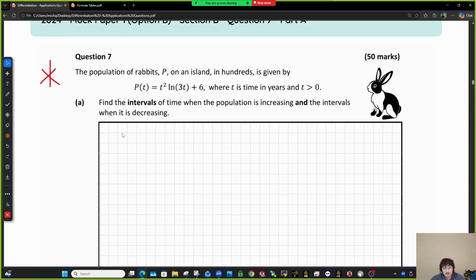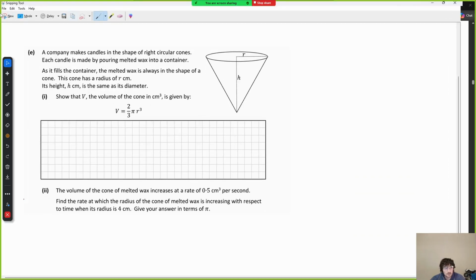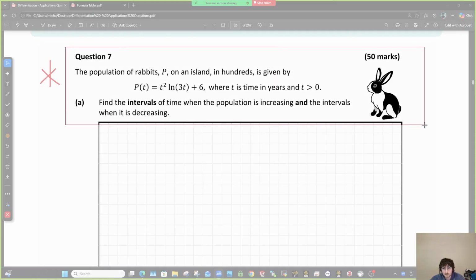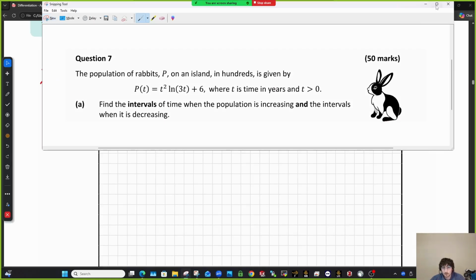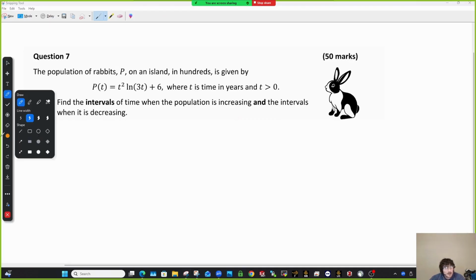Okay, it starts off with a bit of differentiation, and then it swivels into some algebra. So we'll snip this, and we'll bring the rabbit with us. Okay, so the population of rabbits P on an island in hundreds, that's the thing we might need to watch out for, is given by this formula. T is in years, and T is always greater than 0. This formula does not work if T is negative. Find the intervals when the population is increasing and decreasing.